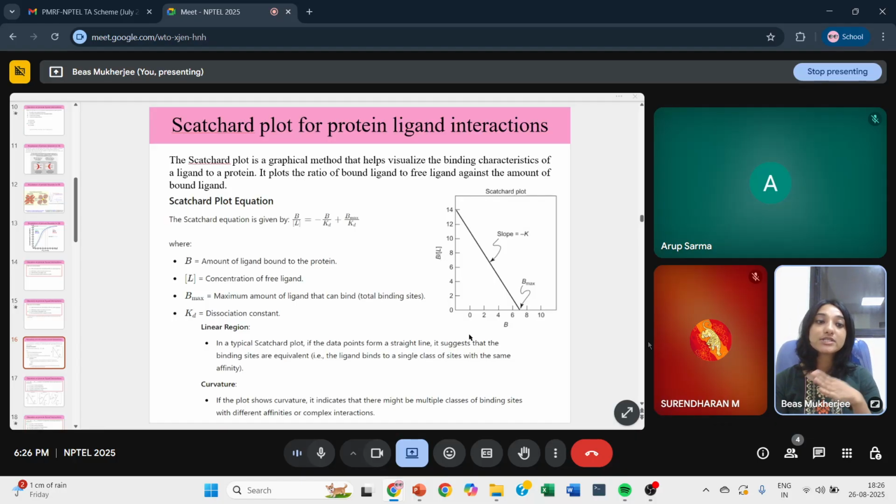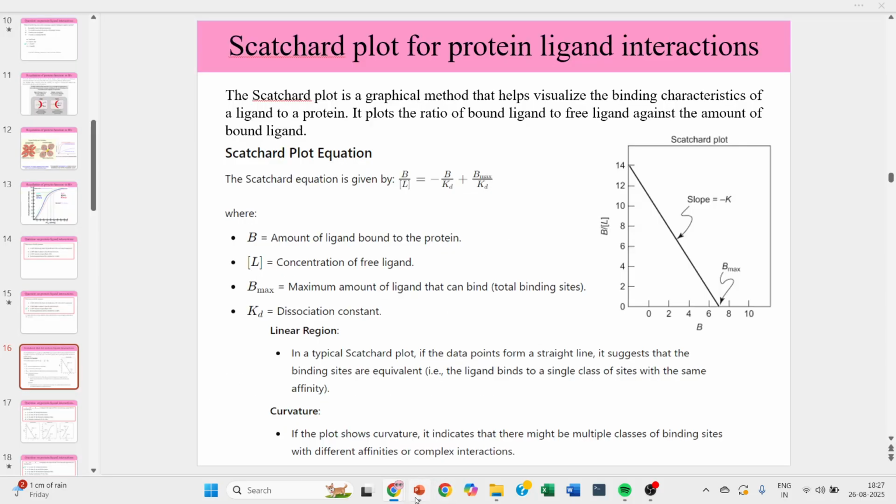Now, curvature. If the plot is just straight, that tells you that the ligand binding sites are uniform. There is only one kind of ligand binding site. But if there is some kind of curvature, it indicates that there might be multiple classes of binding sites with different affinity, or complex interactions. So that is something that we can come to know. Now these Scatchard plots are very important for any kind of protein ligand interactions.